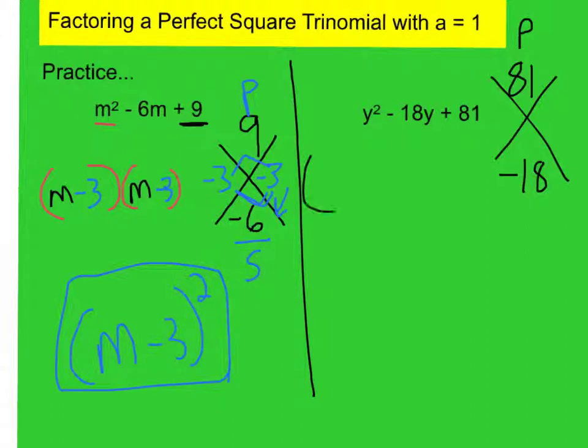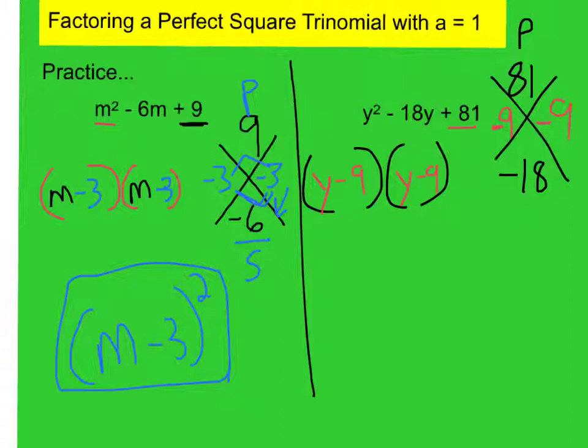Now, you're probably already thinking of this, that we have to have a y here and a y here, and 81 is 9 multiplied to 9. But because there is a negative, I will put that on my 9s. So, negative 9 plus negative 9 is negative 18. So, I can take my negative 9s and place them into the parentheses.